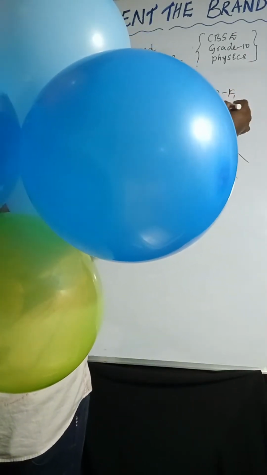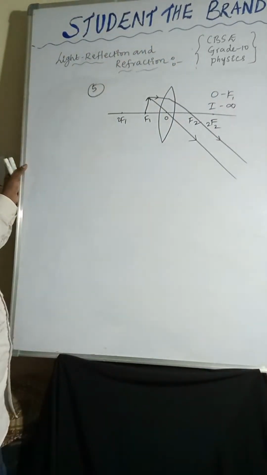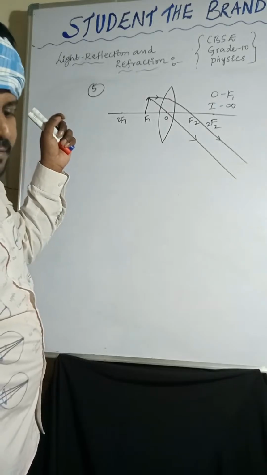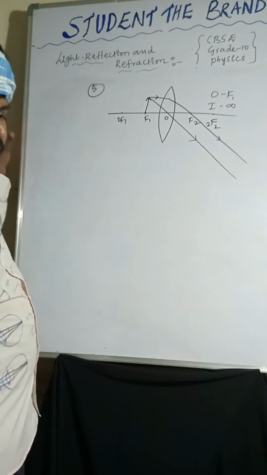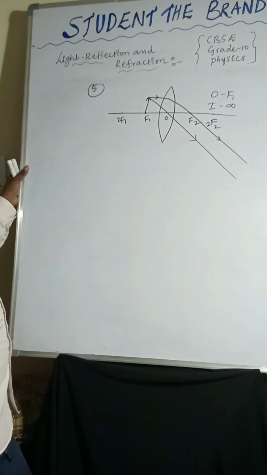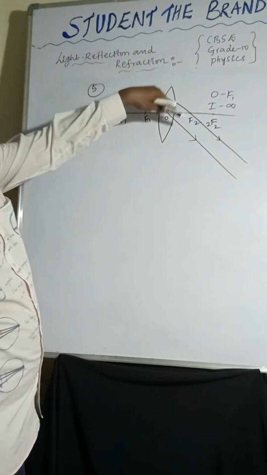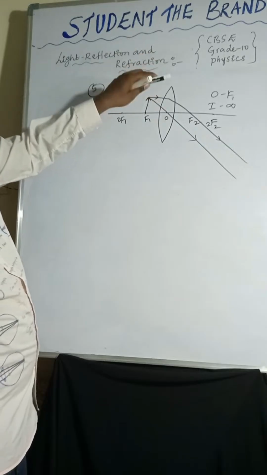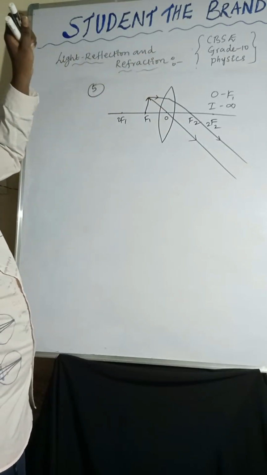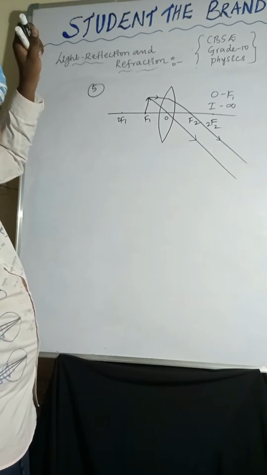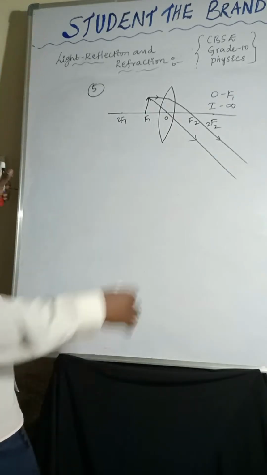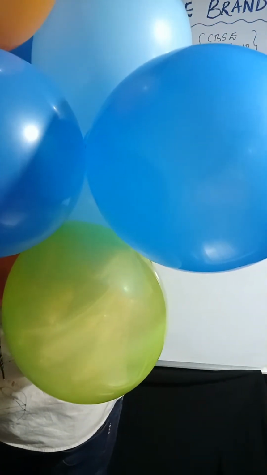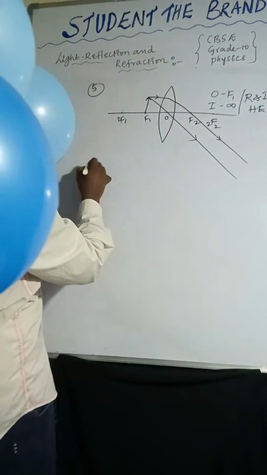Image will form at infinity. Nature of the image is real, inverted and highly enlarged. So here the object is at F1, image will form at infinity. Real, inverted, highly enlarged. Sixth one.